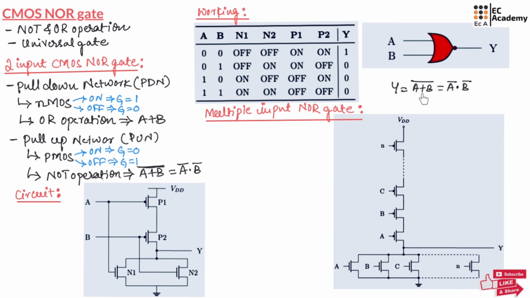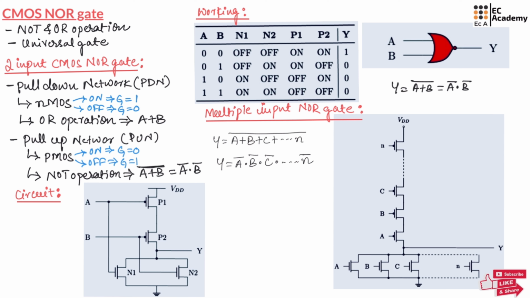For two input NOR gate, output will be equal to A plus B whole bar. So for multiple input NOR gate, the output will be Y equal to A plus B plus C plus and so on up to N whole bar. So this can be written as Y equal to A bar dot B bar dot C bar dot and so on up to N bar. This is how we can implement a NOR gate using CMOS technology.